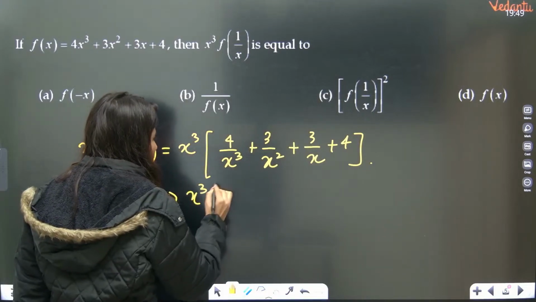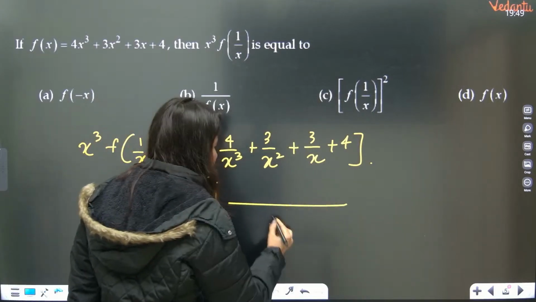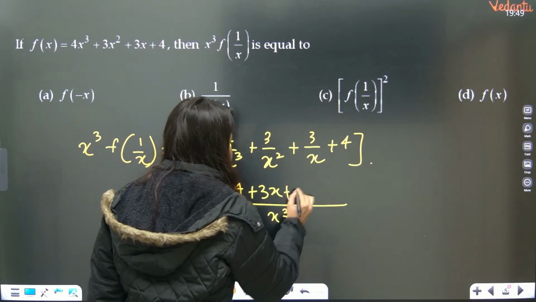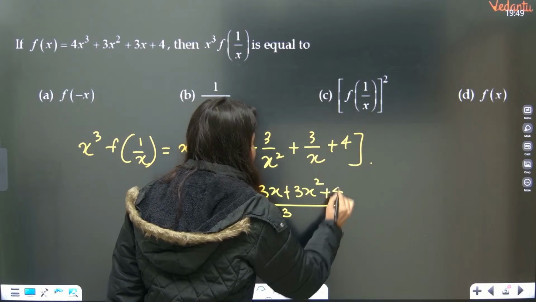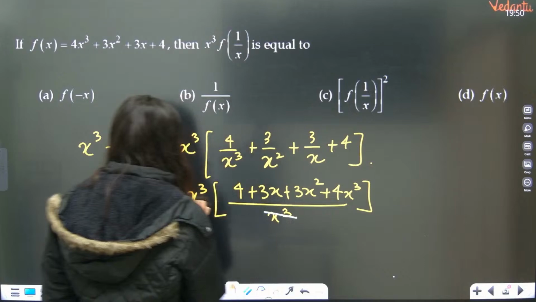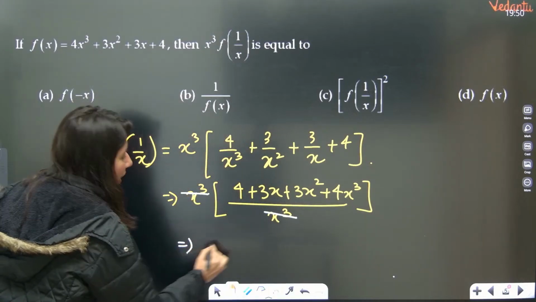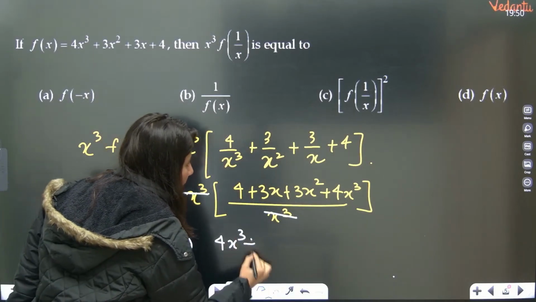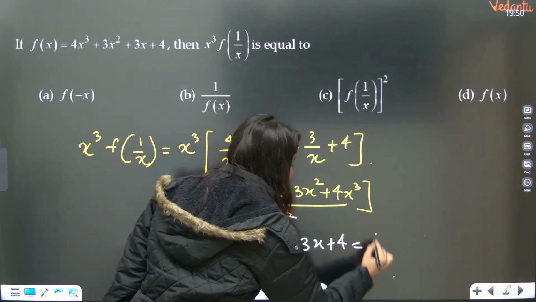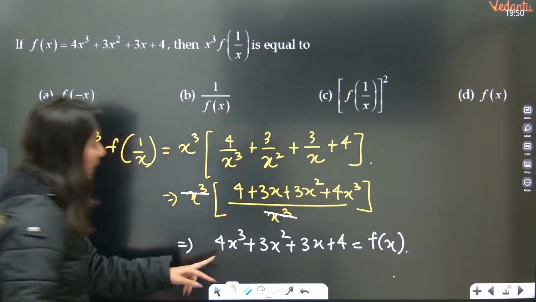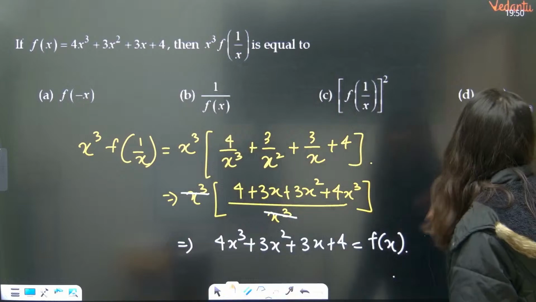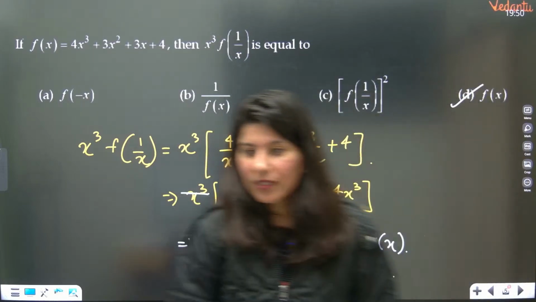That's it. So this is going to give you x cube. Now if you take LCM, you're going to get x cube into 4 plus 3x plus 3x square plus 4x cube. Correct? And x cube is gone. So you are going to have 4x cube plus 3x square plus 3x plus 4, which is, by the way, directly, can you see again? I calculated and I got f(x), option D, absolutely right.